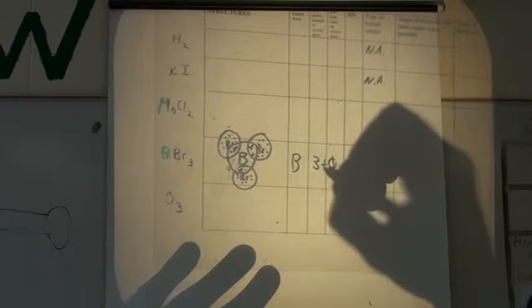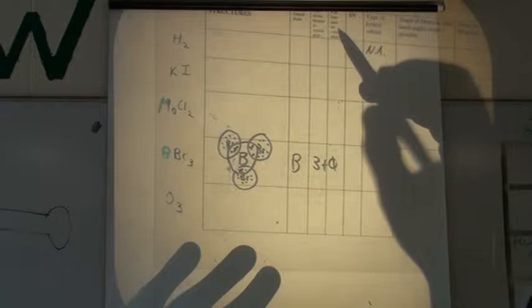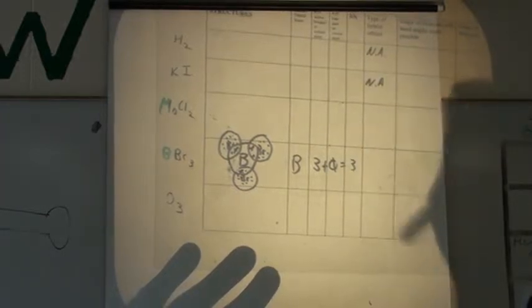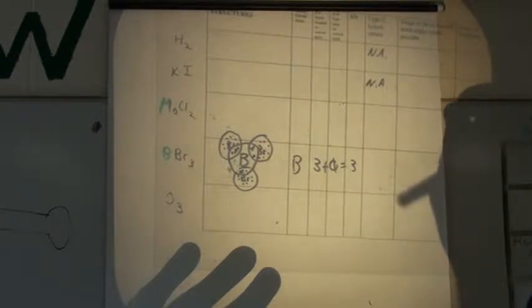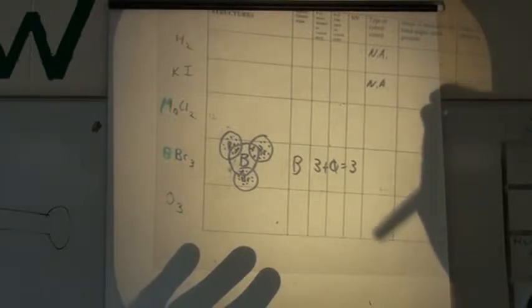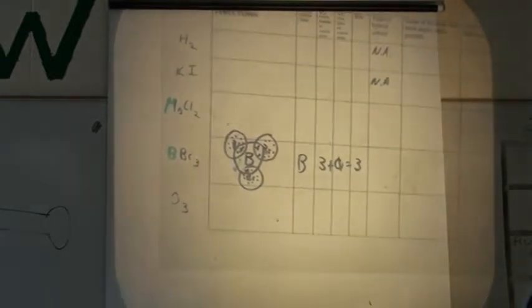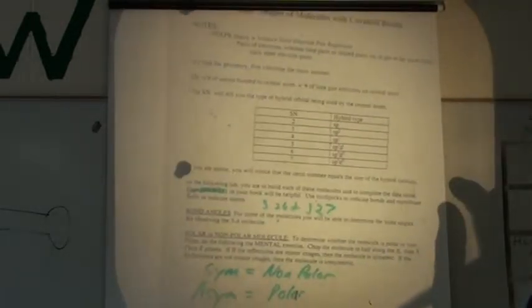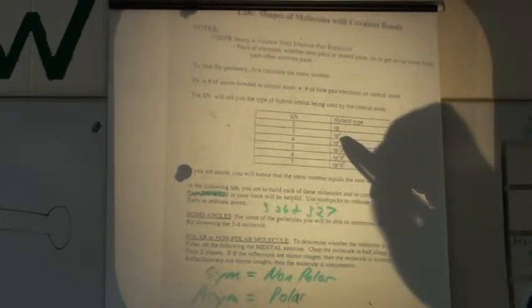And then the steric number is the addition of these two columns. The number of atoms and the number of lone pairs gives me the steric number. Will you ever have a negative number? Never. It's just the number of atoms and the number of lone pairs. The number of bonds, whether single, double, or triple, doesn't matter. Now for the hybridization here, Allison, we go to our little chart. A steric number of 3 gives me sp2 hybridization.